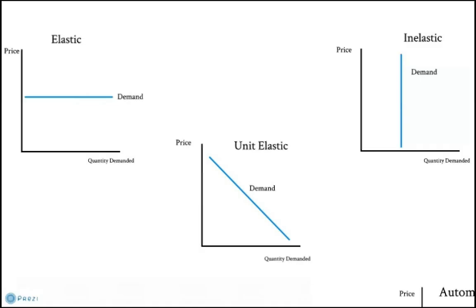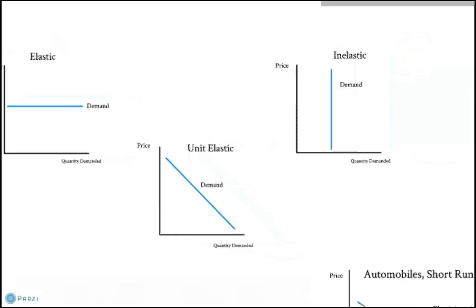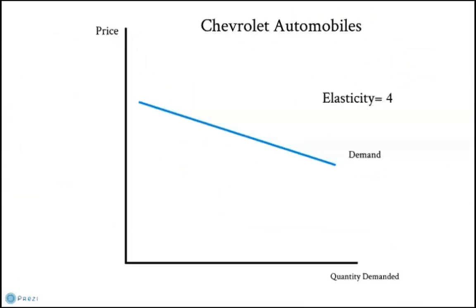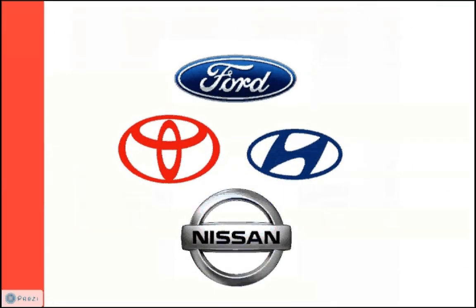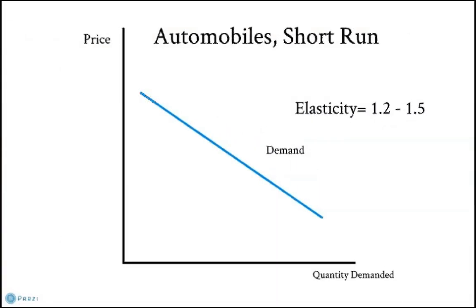So, let's look at some real-world examples. Chevrolet automobiles have a price elasticity of 4. Chevrolet automobiles are very elastic because they can be substituted easily by other brands of cars. Some factors that affect price elasticity are the number of substitutes a good has, and how dependent you are on that good. Automobiles in the short run are also elastic, with a price elasticity of 1.2 to 1.5.